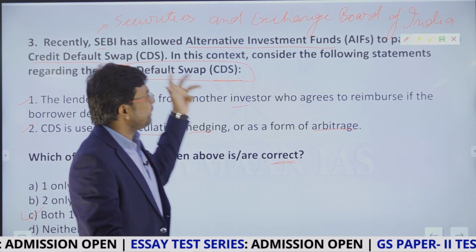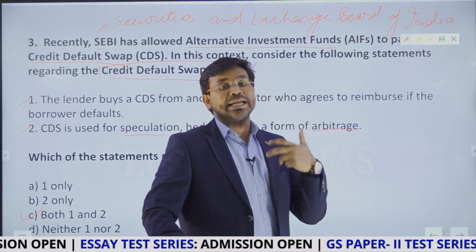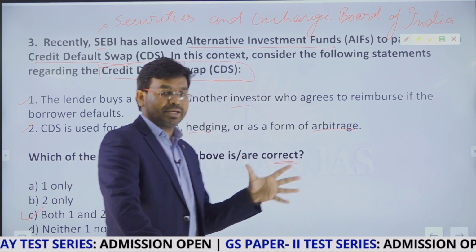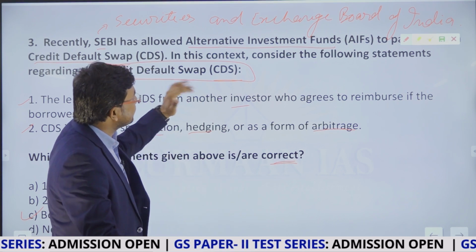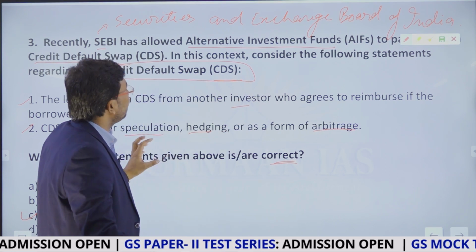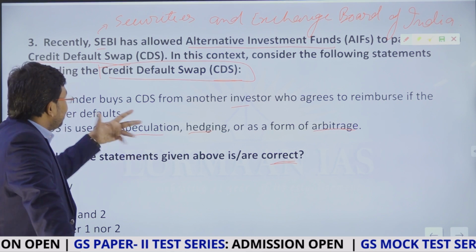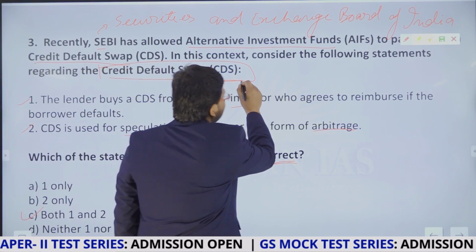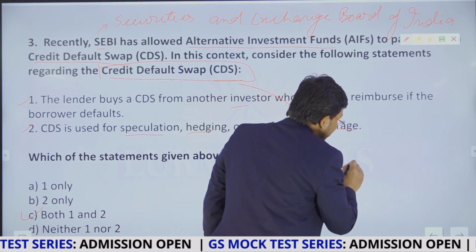And alternative investment funds. These are different categories of funds where people invest their money. These funds invest in some kind of activities. If we talk about credit default swap, these are known as financial derivatives.